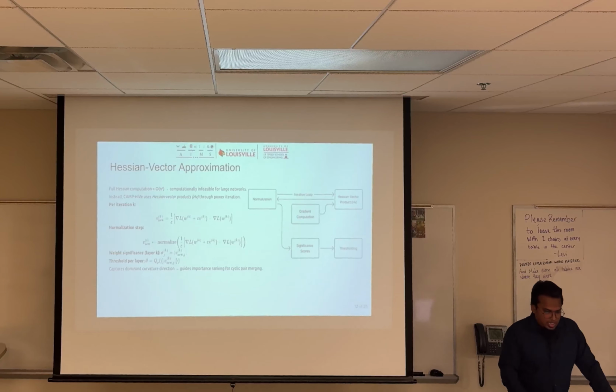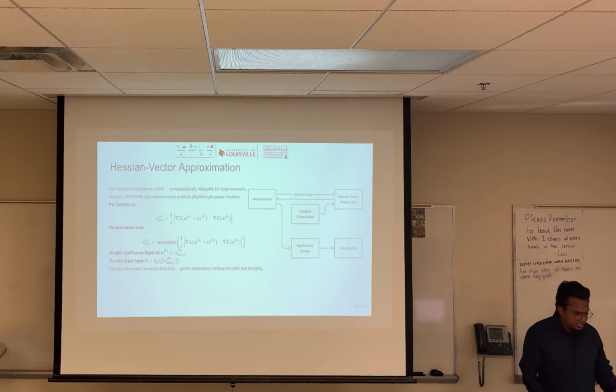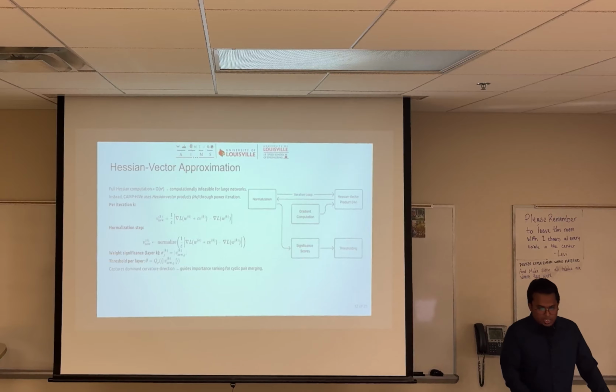On the previous slide, as you saw, the second order term in the Taylor expansion, the Hessian term, captured the curvature and the importance of the weight. But directly computing the Hessian in a modern network, as I said, is practically impossible. So in our CAMP-HiVe, you'll see that CAMP-HiVe bypasses the full Hessian matrix and produces the Hessian-Vector products, that is Hb, estimated efficiently through power iteration.